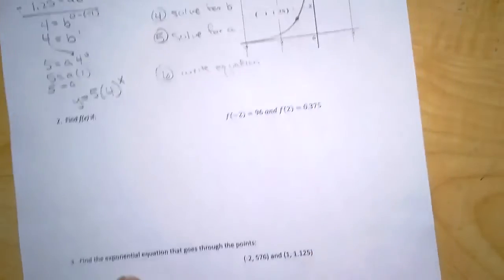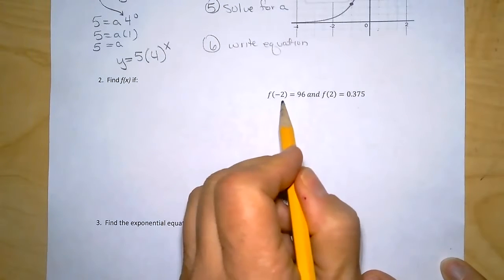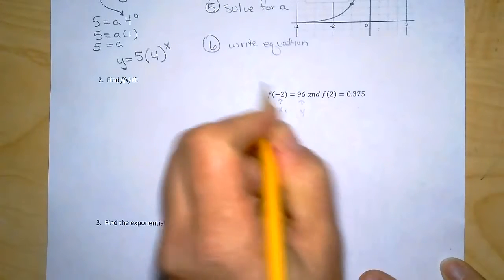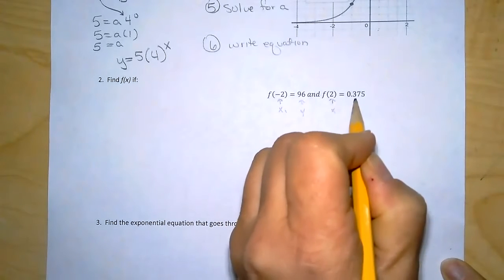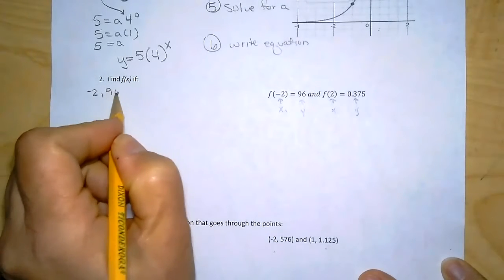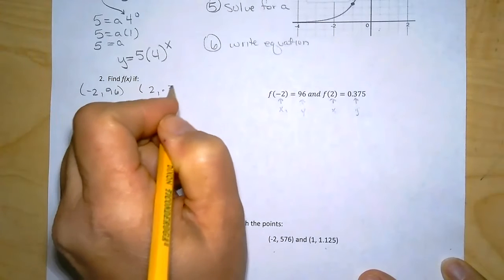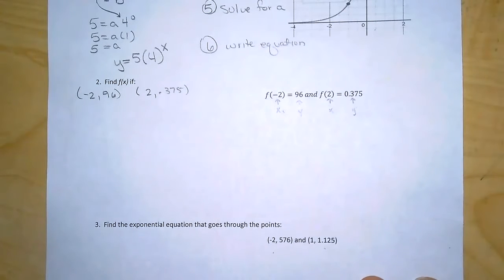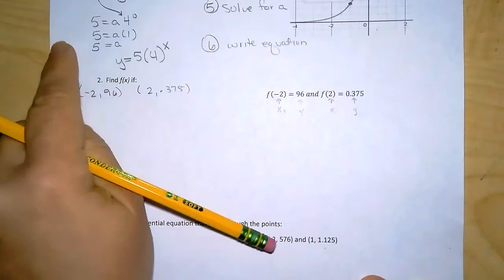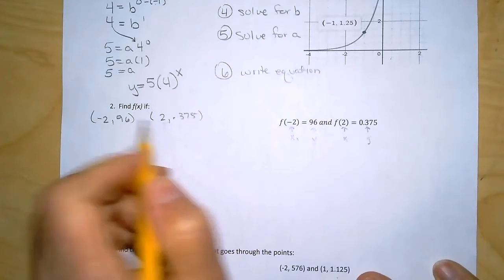All right, so for number 2. Remember that this is my input, so this is the x, this is the y, this is an x, and this is a y. So my 2 points are (-2, 96) and (2, 0.375). Again, remembering we're going to write them as points with the larger exponent, and if you notice, the exponents are actually our x values. So I'm going to take the larger x value first.